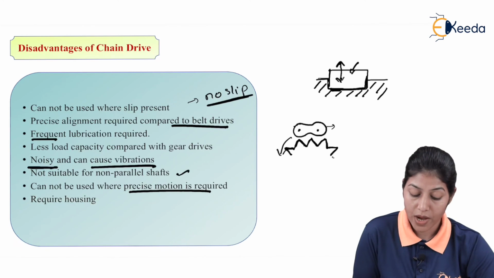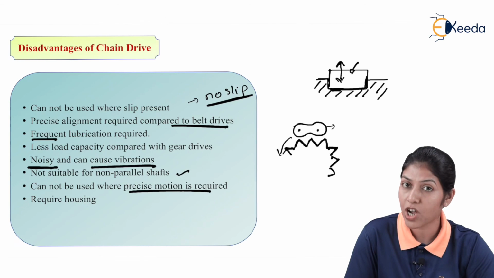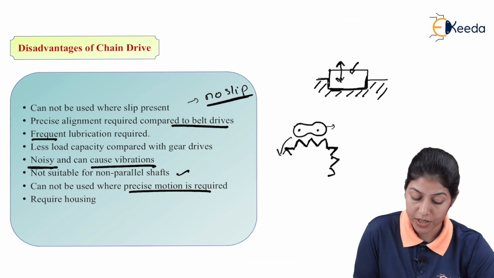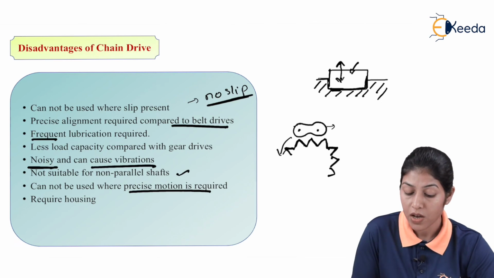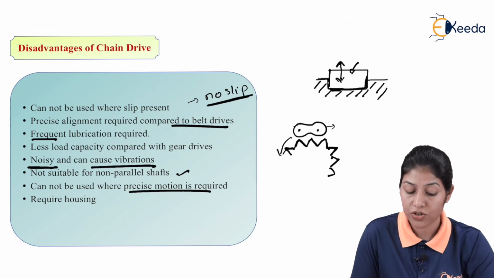As well as it requires proper housing because there are sharp edges. If we see this sprocket gear, the sprocket gear has sharp edges, as well as this chain drive also has a lot of sharp edges. So because of these sharp edges, we require proper housing for this chain drive. So these are some disadvantages of the chain drives.